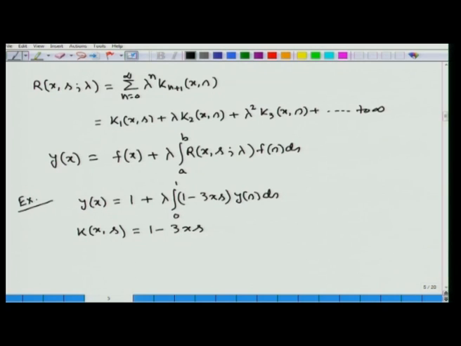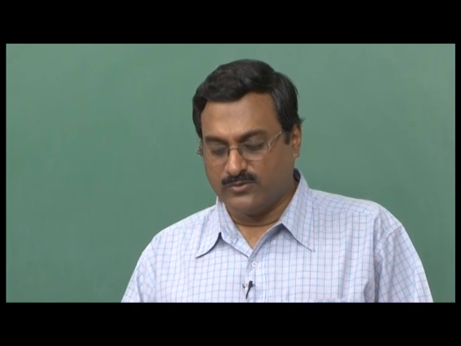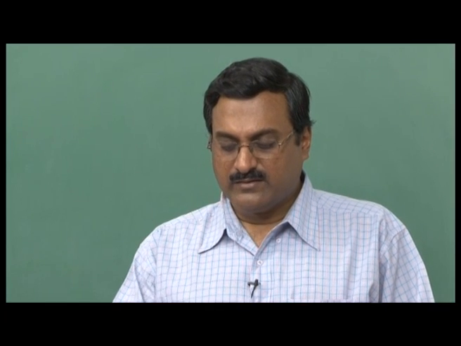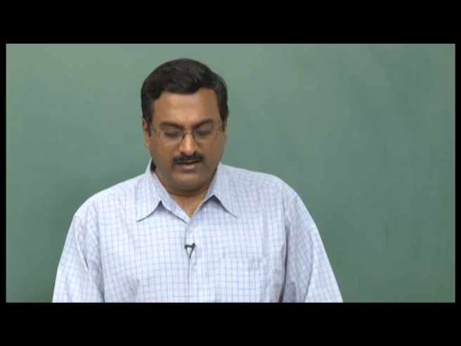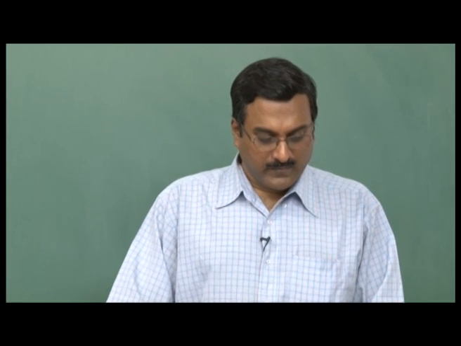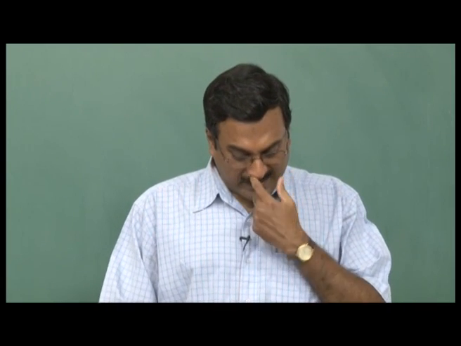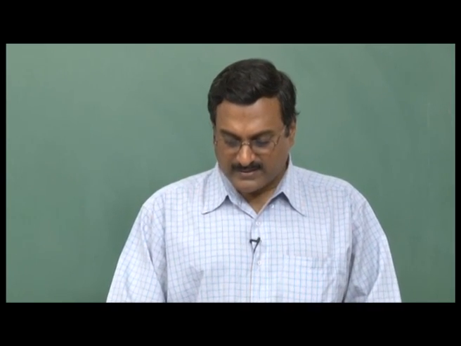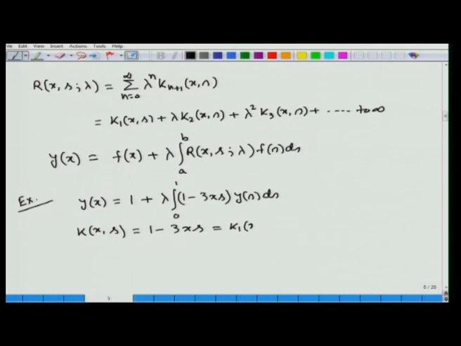Now, first we calculate a few initial iterates, that is k2(x,s), k3(x,s) and so on, and then using the Neumann series we can calculate the resolvent kernel, and then in terms of the resolvent kernel we can write down the solution for the given problem. So, here this k(x,s) is nothing but your k1(x,s).